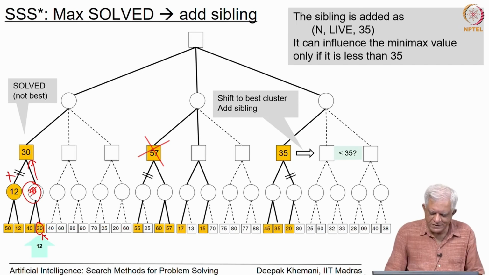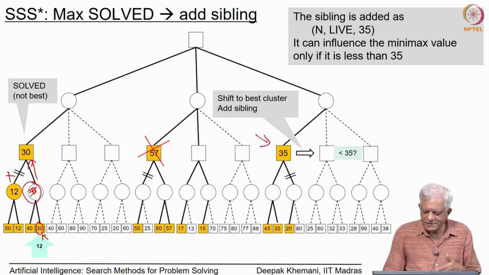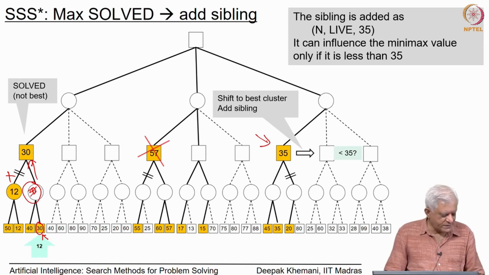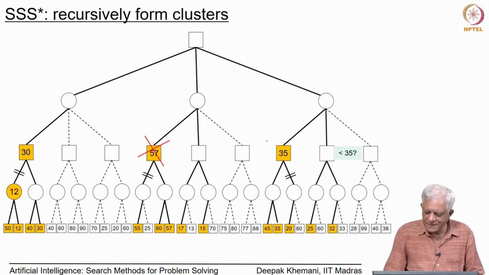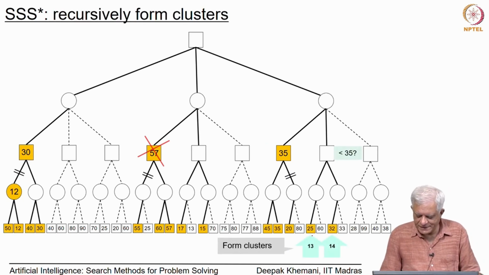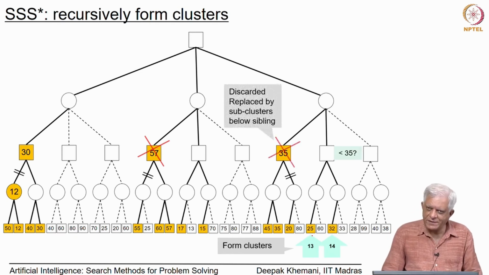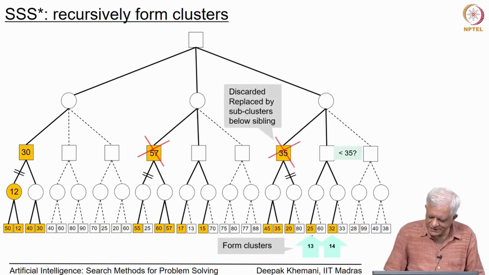But now this 30 is not the best, and we shift our attention back to this cluster with value 35, and we add its sibling with the upper bound of 35. So, we have seen this process and we repeat this again here. We generate its children, refine, form the clusters, and these are the 13th and the 14th nodes that we are inspecting. Their values are less than the bound, which is 35.